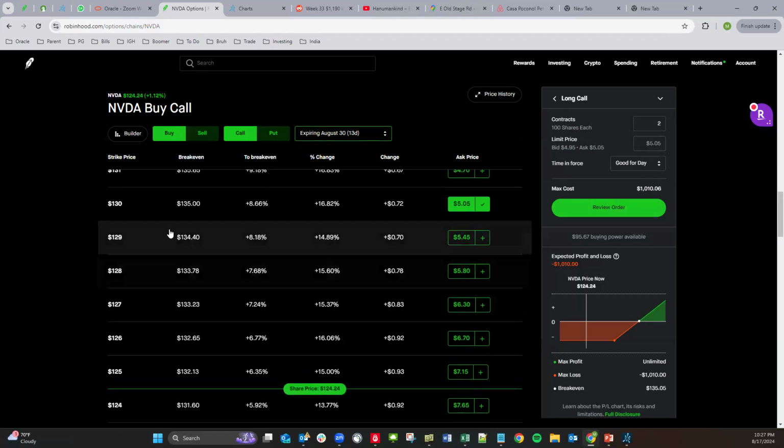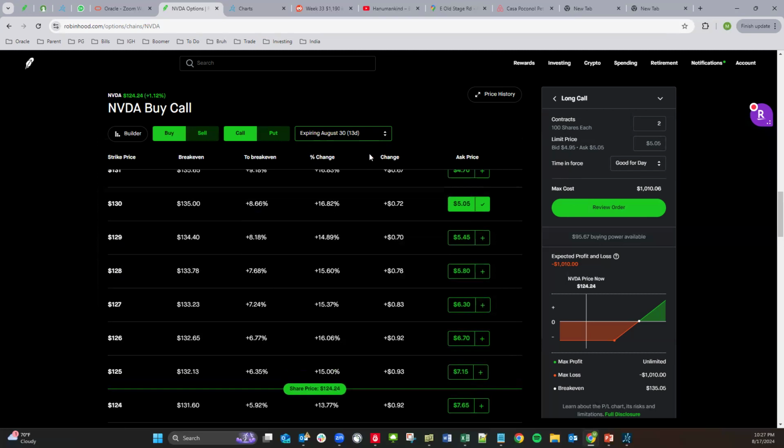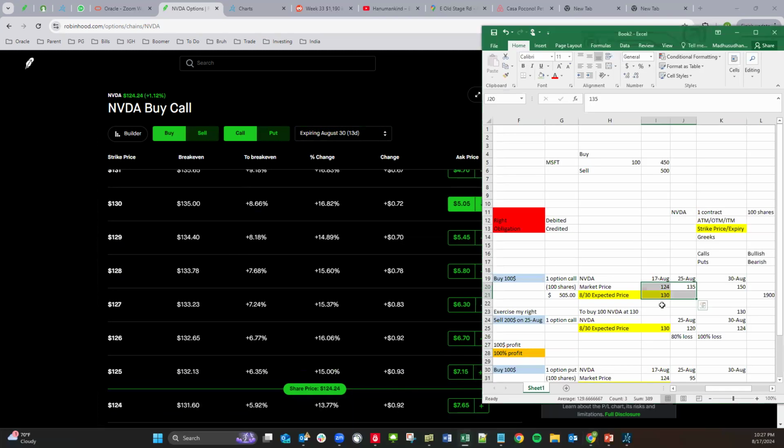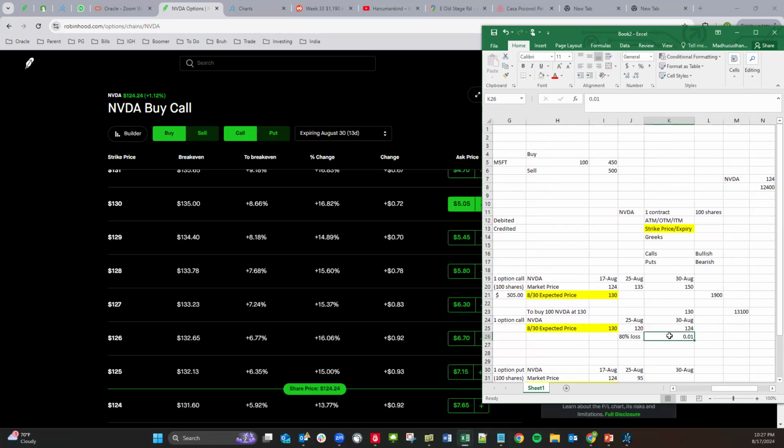We chose 130. So if I bought an option with an August 30 expiry, going back to our example, and by 30th August I don't do anything. Let's say it has been going in loss, with 80% loss on 25th August. By 30th August, it'll basically be at 1 cent. It doesn't go to zero, but on the last day, each contract will be at 1 cent.